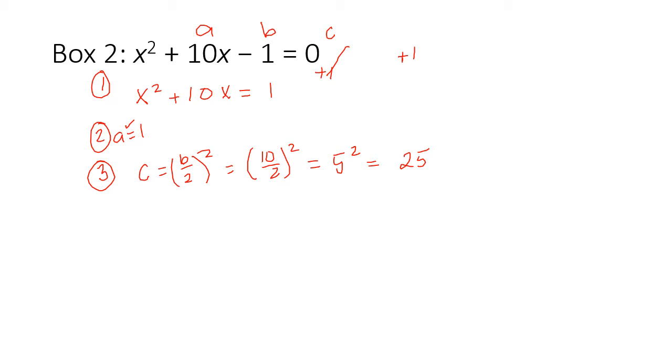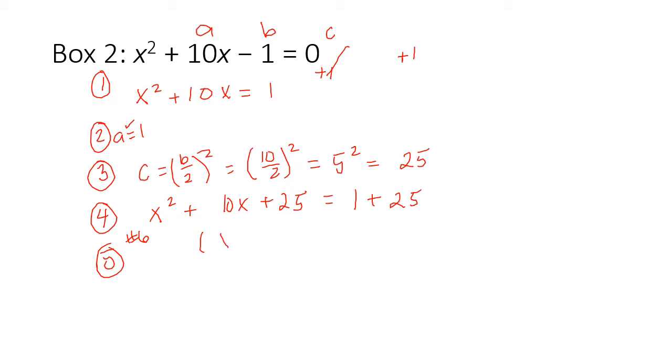How do we feel about step 3? Step 4 says we're going to add our magic C to both sides. So now we have x squared plus 10x plus 25 equals 1 plus 25. You don't put 26. Step 5 is to factor the left and simplify the right. When I factor the left, we're using method number 6. So this becomes (x plus 5) squared equals 26.